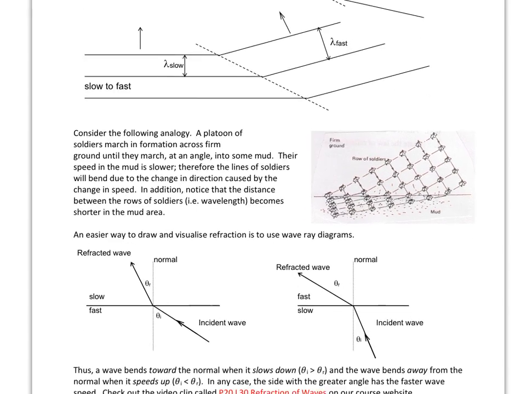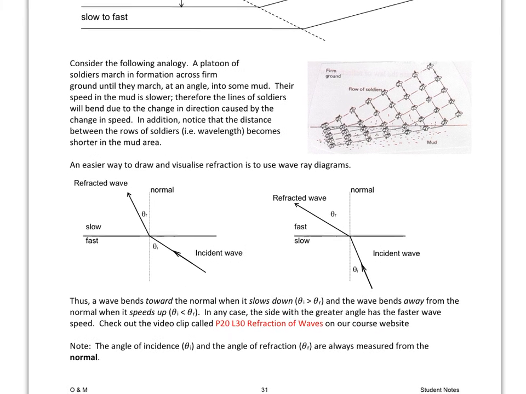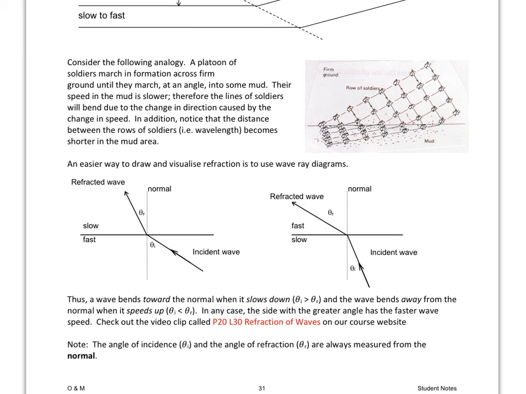I thought that was really helpful to visualize, so I think of that when waves are hitting a boundary at an angle. An easier way to draw and visualize refraction, rather than drawing all of our wave fronts up top here, is to draw our wave ray. So for an incident wave, remember, it's hitting this boundary here at an angle. We measure its angle of incidence from the normal. It's in a fast medium below here. So this is fast.